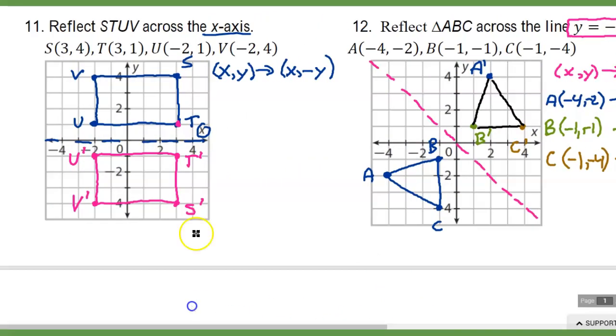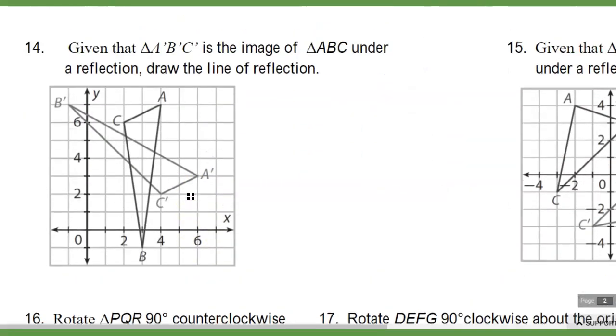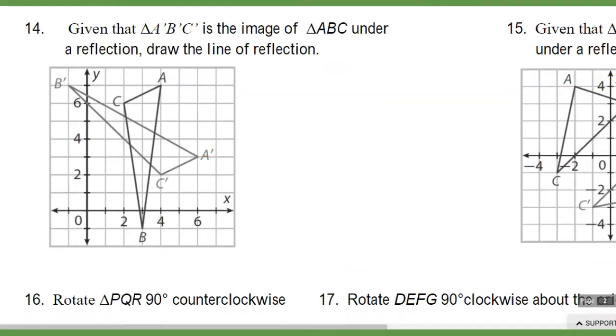All right, let's flip it over. Go to 14. All right, draw the line of reflection. So we have both the image here and the pre-image, and we need to find where exactly it's reflected.